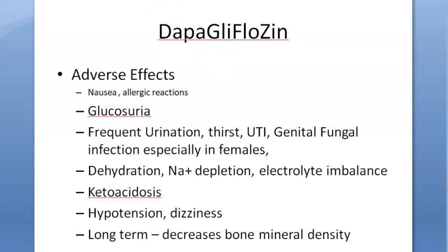Then everything is flowing very nicely. So now because there is glucosuria, there can be a urinary tract infection, genital fungal infection, that is vaginal fungal infection, especially in females, right? So that's why vaginal, because glucose is there in the urine.